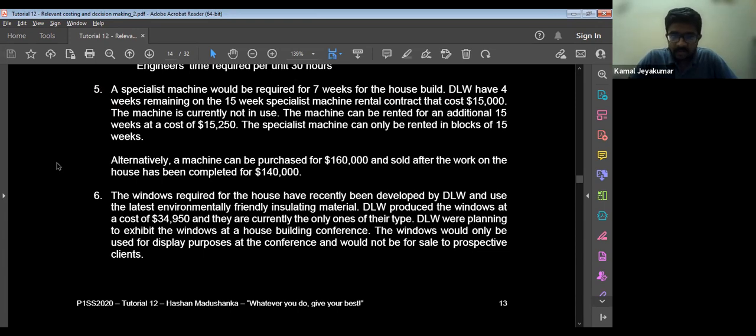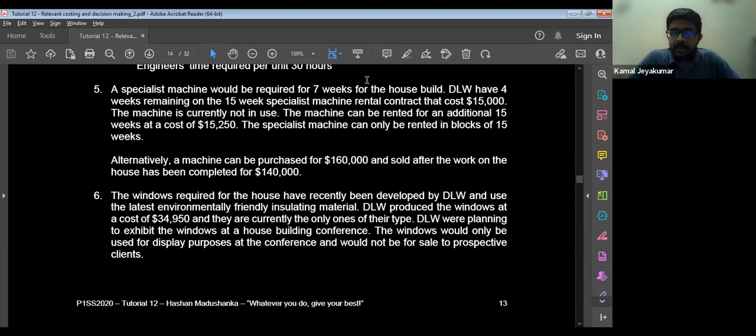Now you have 7 weeks remaining. In the remaining weeks, if you use this machine for this new project, there is no problem because you are not going to miss out on anything else. You have already paid for it. You don't have to pay anything additional for the remaining 4 weeks. I'm sorry, not 7 weeks. 7 weeks is the total that you need, but you have only 4 weeks remaining, right?